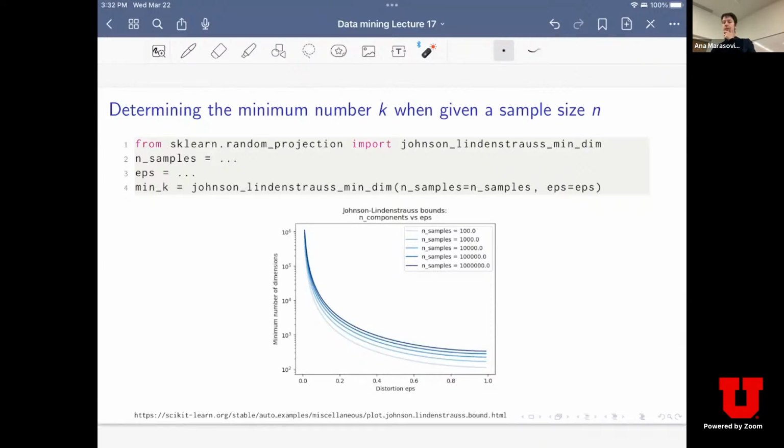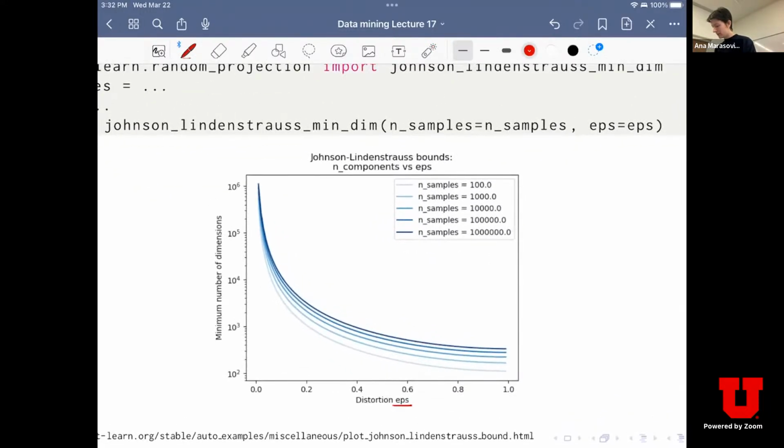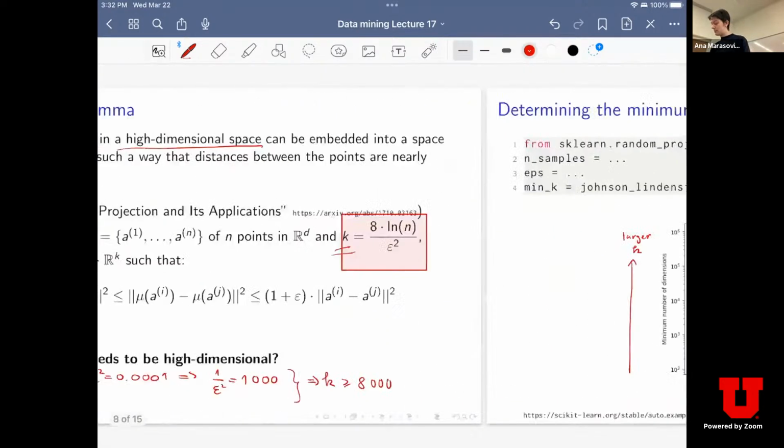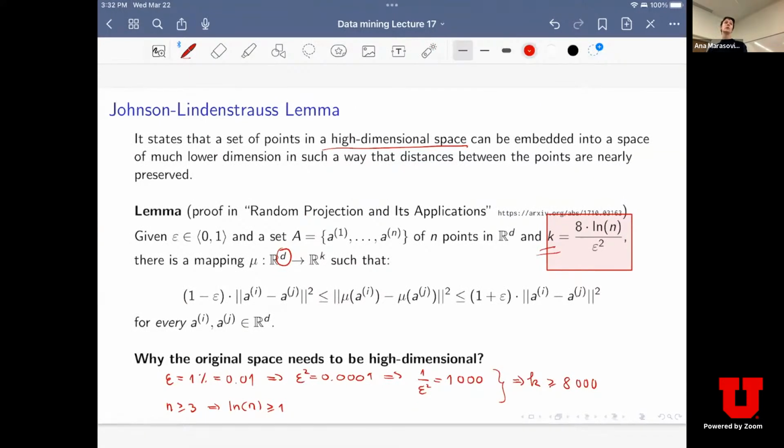This plot also illustrates how for smaller values, here we have epsilon, the smaller the epsilon is, so the smaller the error, you will of course need a larger k. And that's obvious because the formula for k includes 1 over epsilon squared. So the smaller epsilon is, the larger 1 over epsilon squared is going to be.